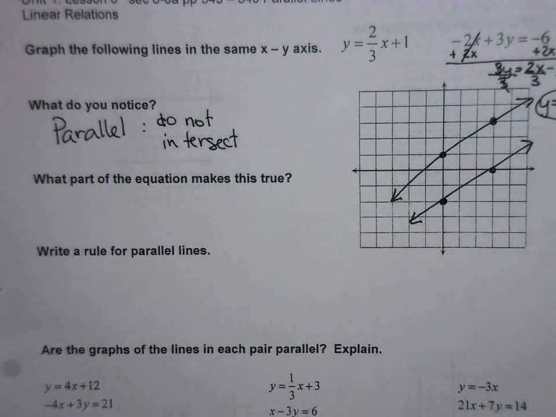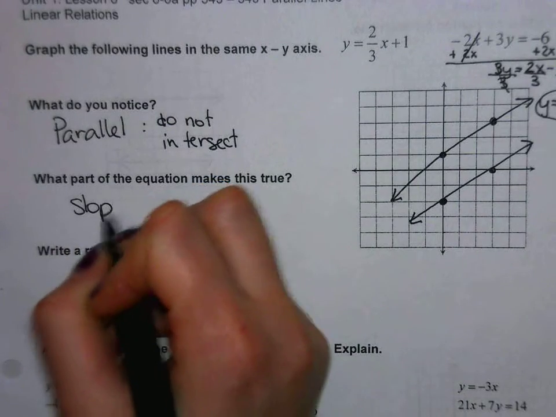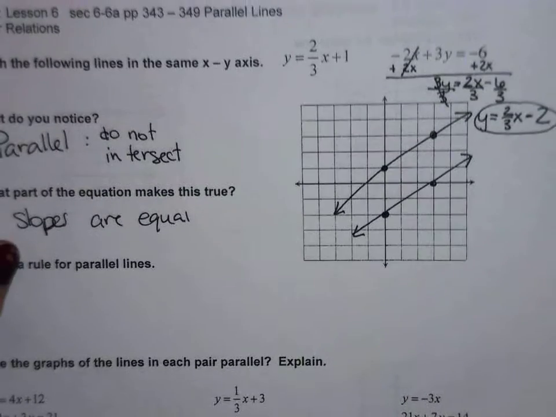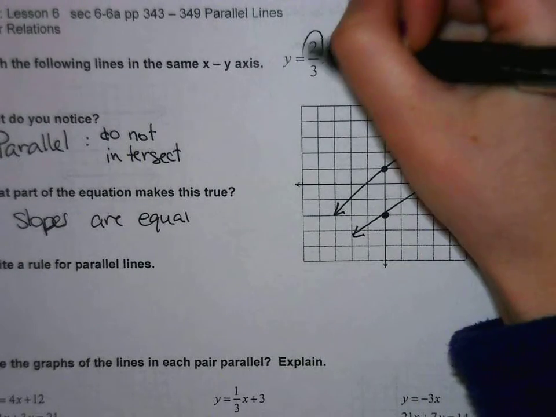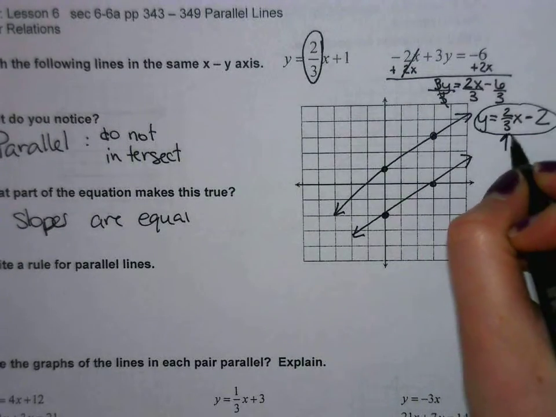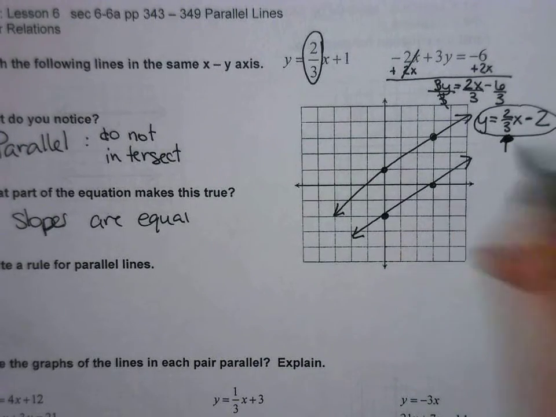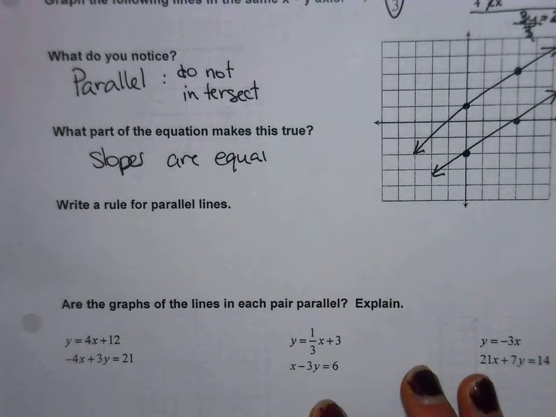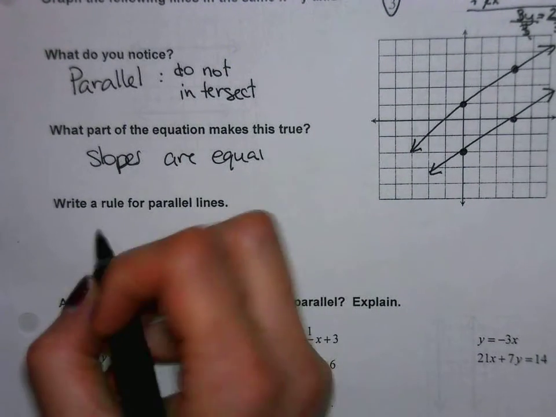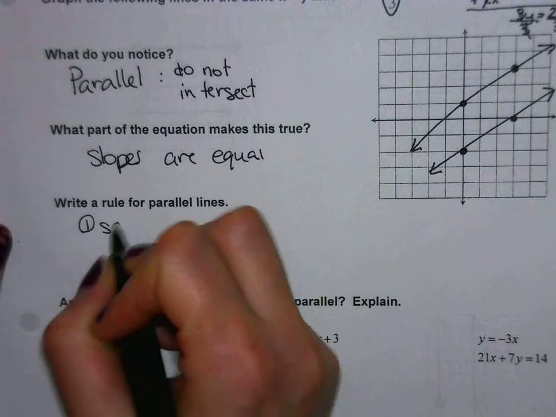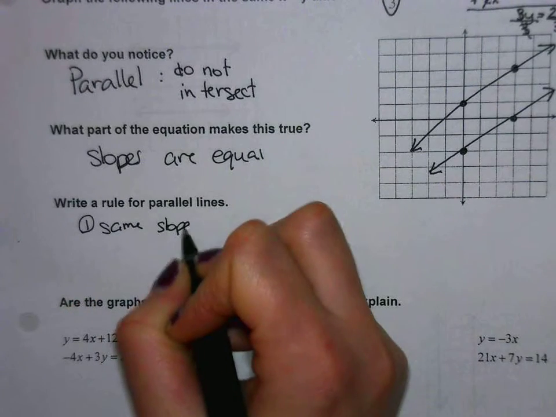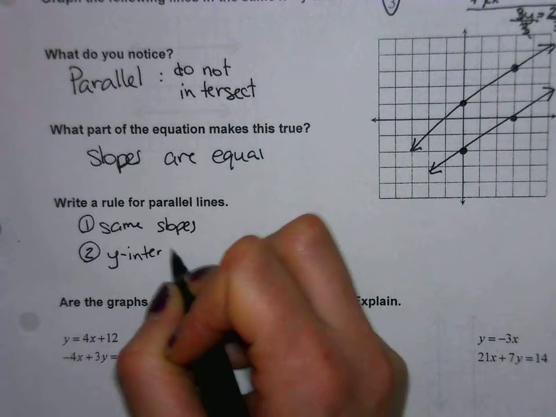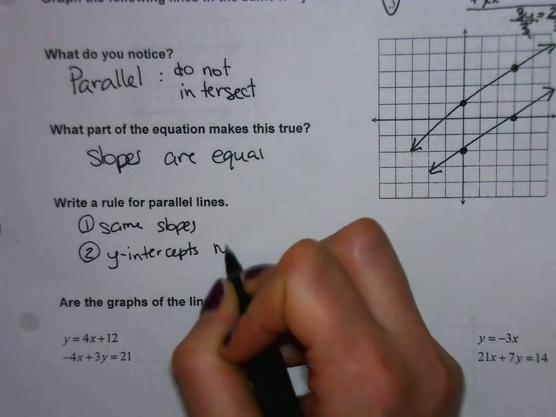So what part of the equation makes this true? The slope does, because the slopes are equal. If we take a look at both of our equations, our slope in our first one was 2/3, and so was the slope in our second equation. So when we take a look at identifying if lines are parallel, one, they have to have the same slopes, so the slopes have to be equal, and two, the y-intercepts need to be different.